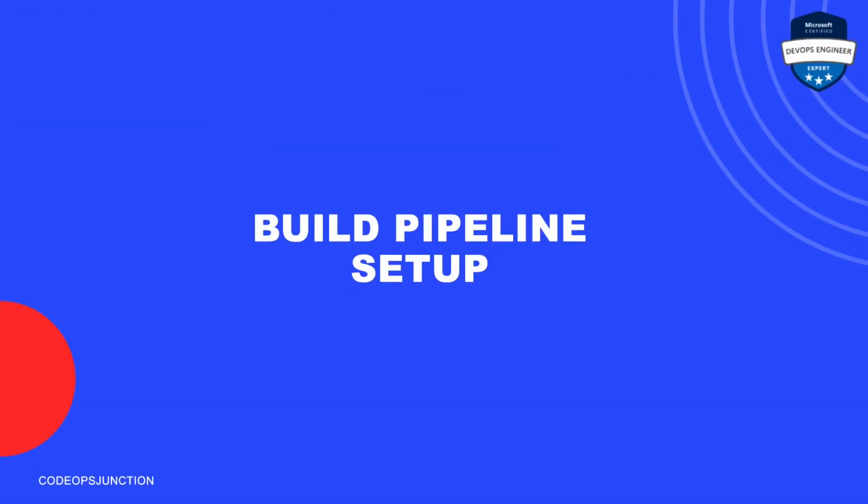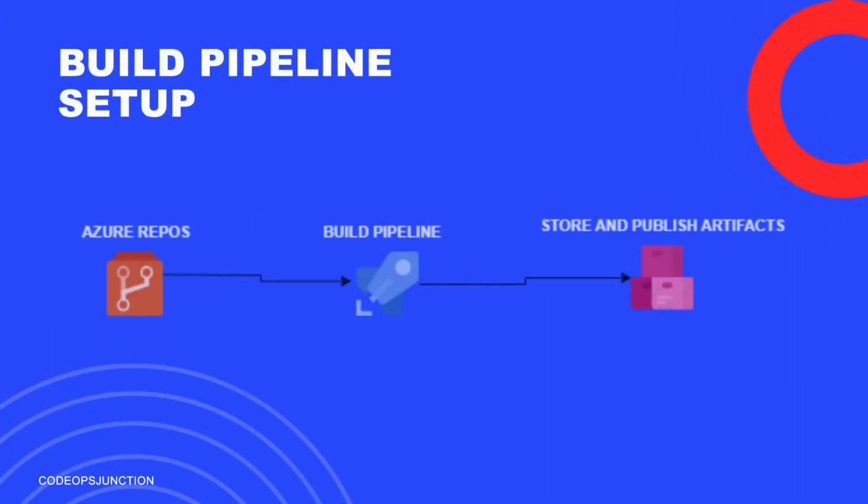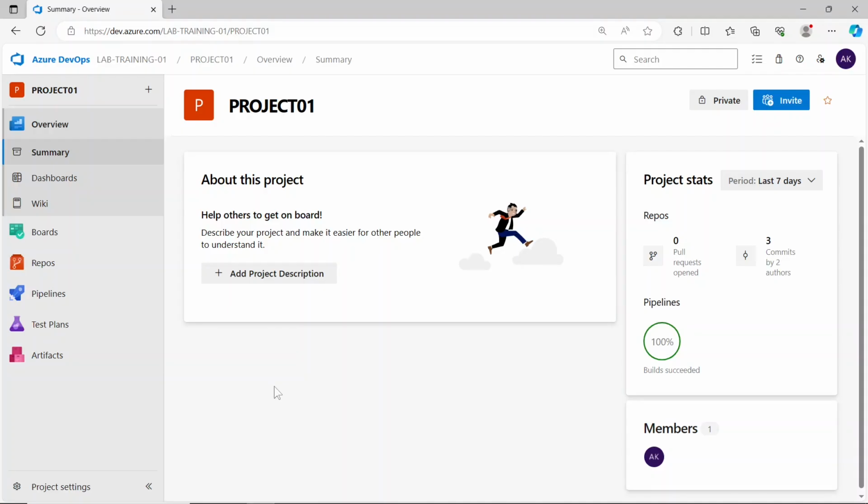Now we will see a build pipeline setup. So this is the structure of how we are going to set up our build pipeline. First, we will push our code to Azure Repos. Second, we will check out our code from Azure Repos to the build pipeline. And third, we will store and publish artifacts. So stay tuned.